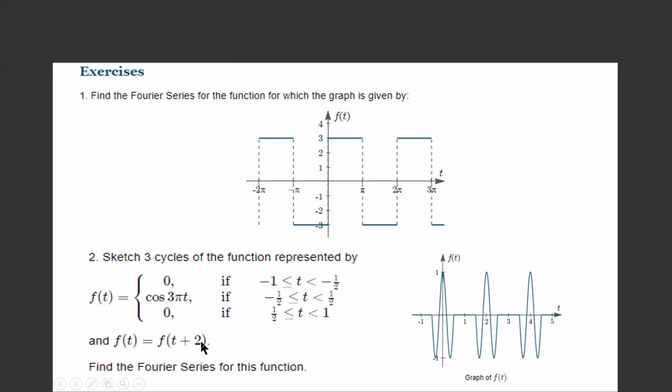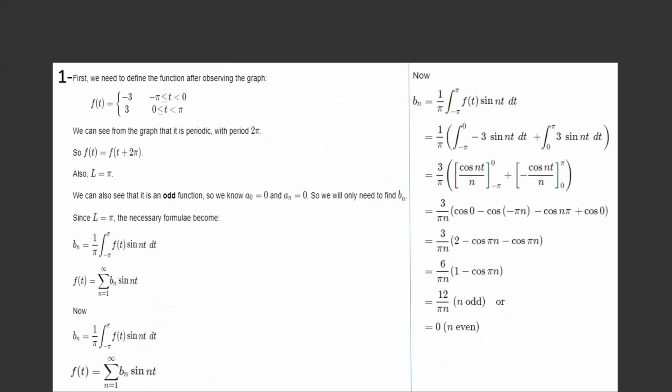Let's go to find the Fourier series. Here, someone wasted his time, right? And by the end, he finds a0 and an equal to 0, right? Why? Because this function is odd, right? Why is it odd? Because in the negative half, it is minus 3. In the positive half, it is 3.